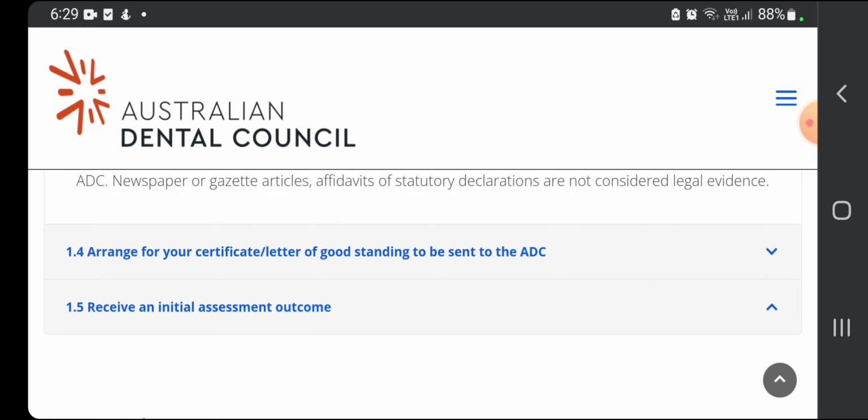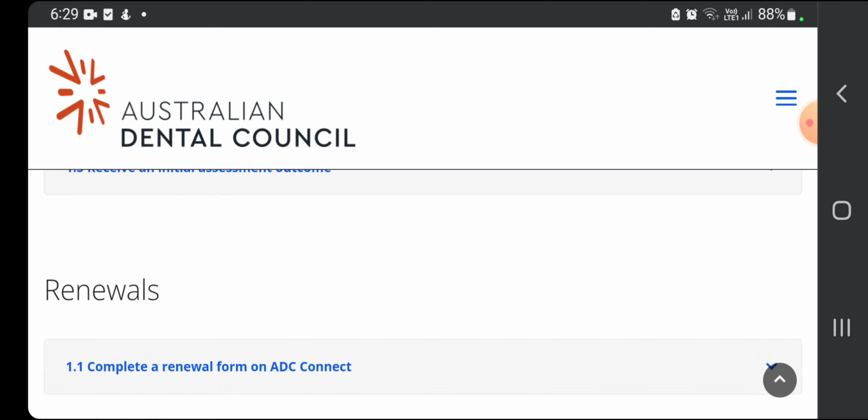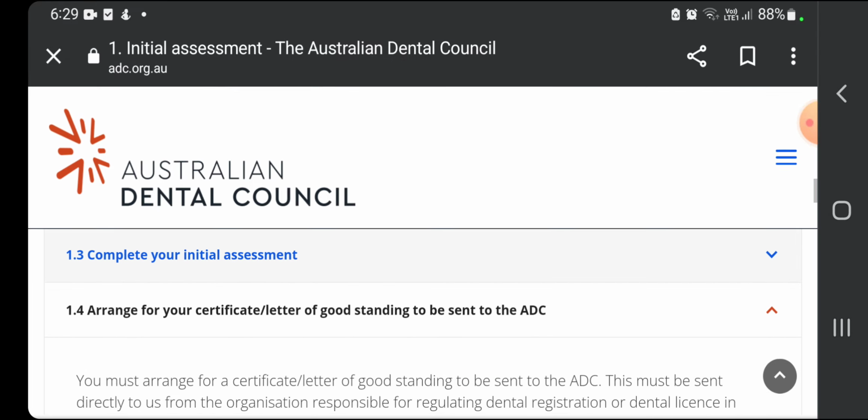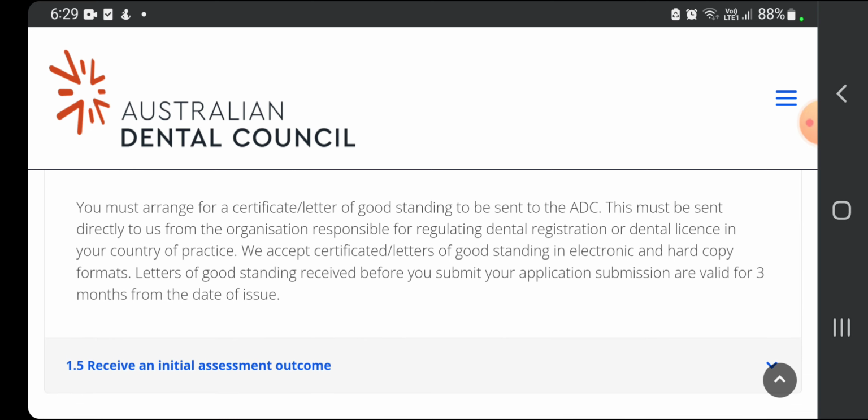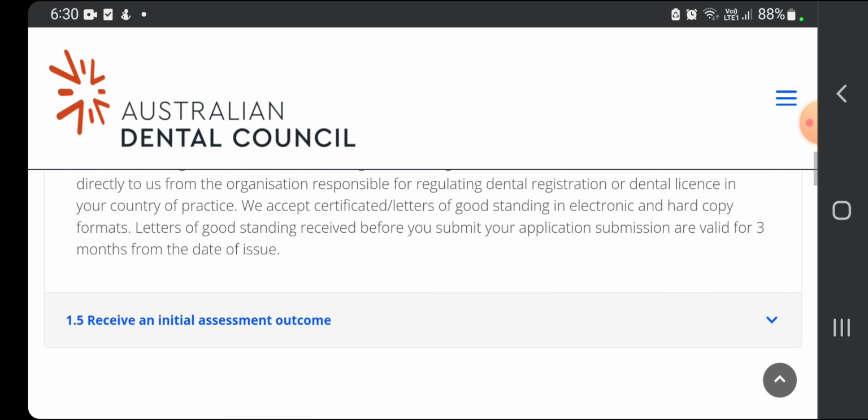Then the other part which took a little bit of time for me is the letter of good standing to the ADC. We can see under this that a letter of good standing should be sent to the ADC from our dental council. So first you have to apply to the dental council where you are registered. Then you have to pay money to them. They have a format and they will do that and send it to the ADC. Once this letter reaches the Australian Dental Council, only then will your initial assessment be fulfilled.